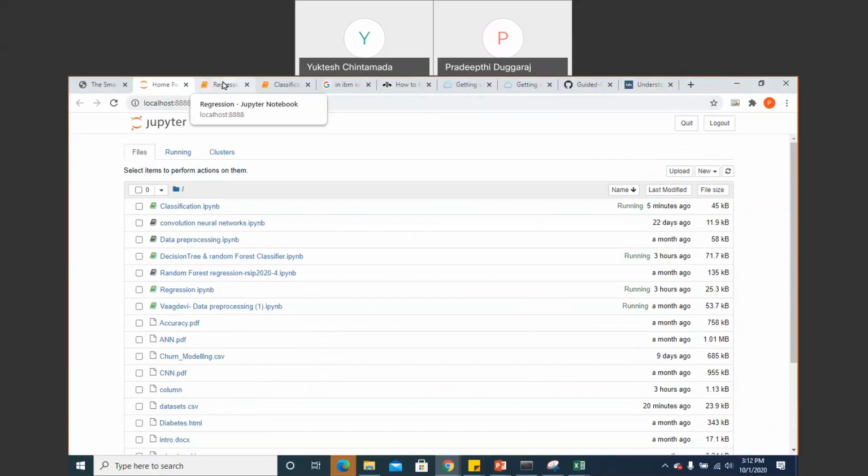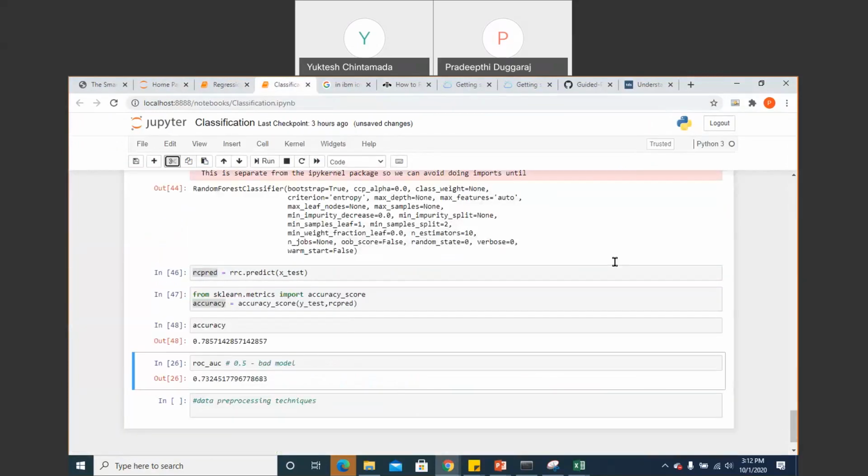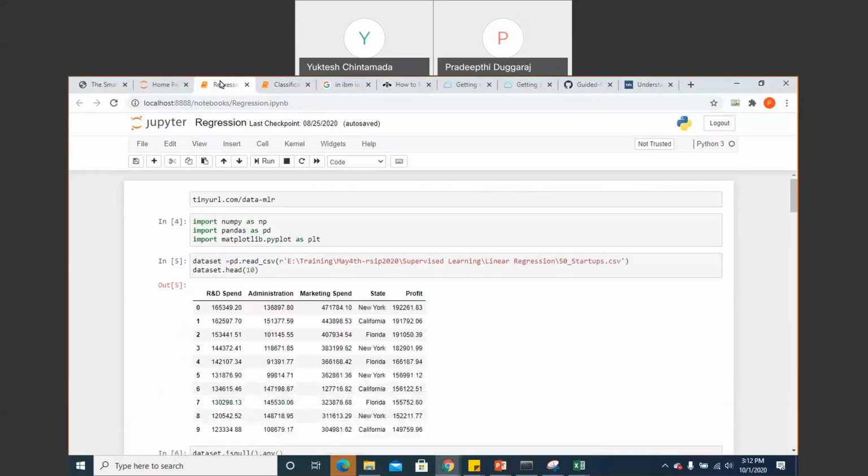Now I have regression also. Now you have to also go with decision tree regression and random forest regression. So I've also created the programs for regression. I'll just explain the code. Just follow me.